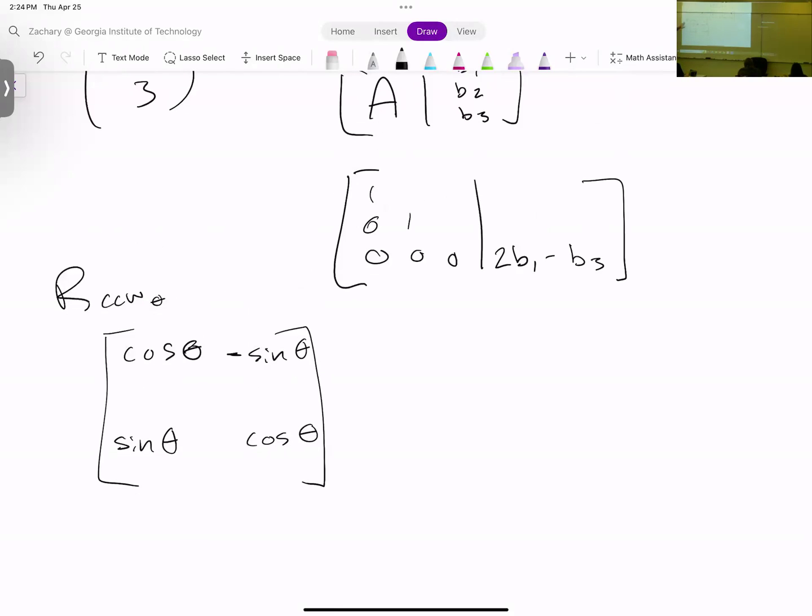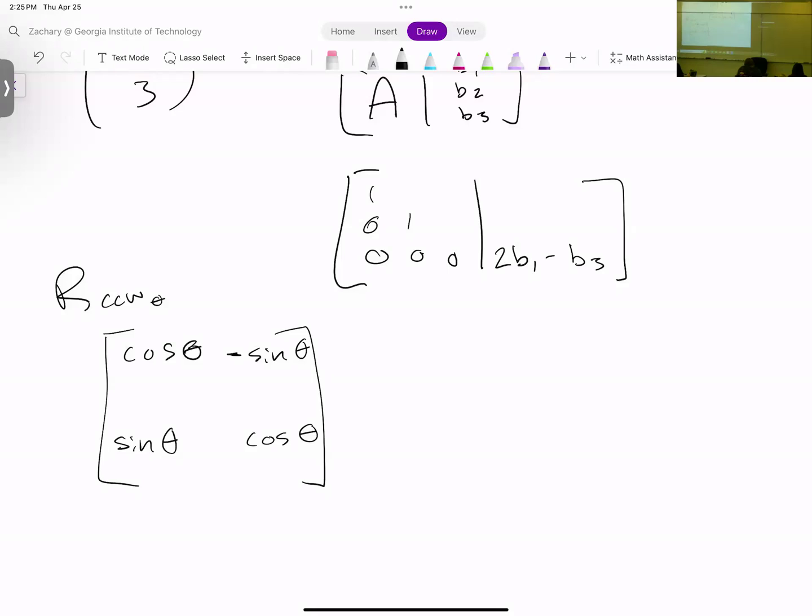If instead of rotating counterclockwise, we rotate clockwise, what can I just call theta instead and still use this matrix? Call it negative theta, right? 45 degrees clockwise is negative 45 degrees counterclockwise. So I just remember one matrix. Call it done. Okay, make sense?